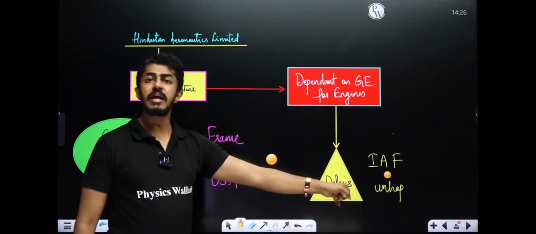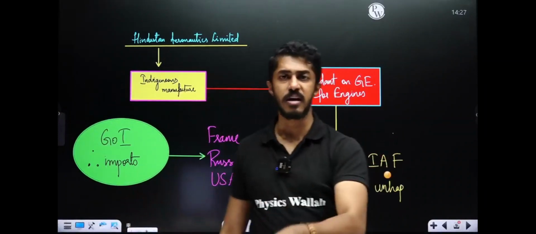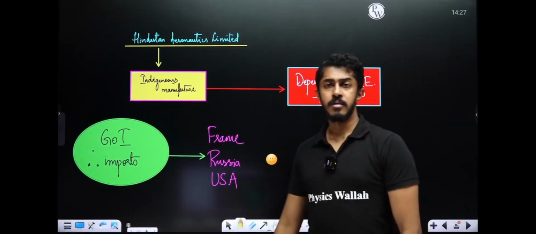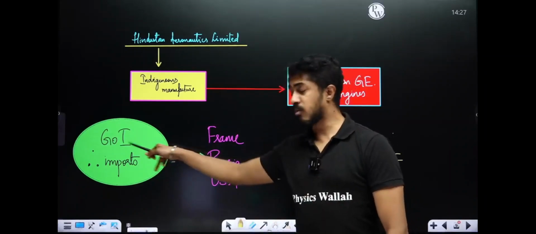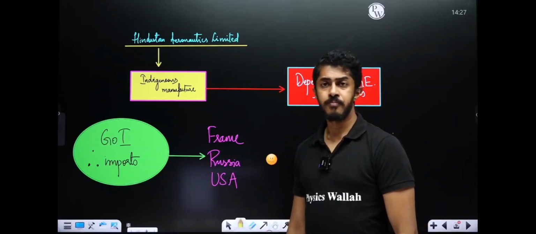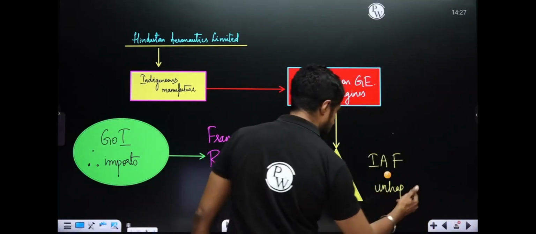So I can see the delay here. It's like a breakup into a flowchart and then seeing, okay, where is the issue? The issue is in acquiring the engine. Then what can we do? We can go for import, which is what we are doing now. And because of this, IAF is happy.